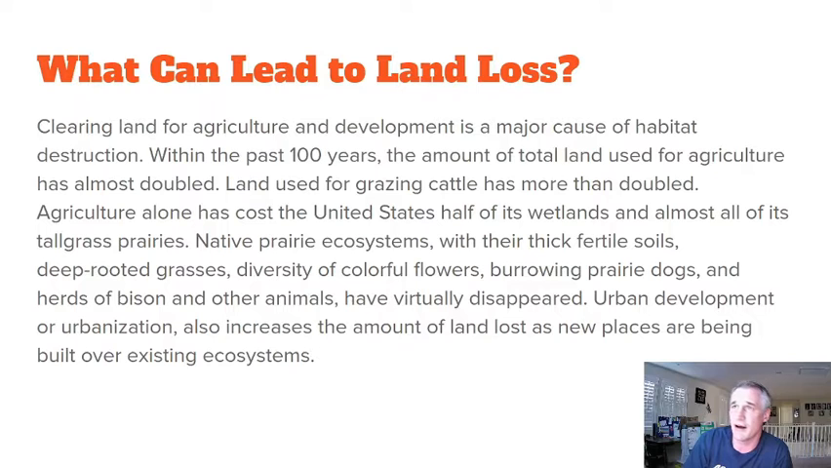Prior, when people were just starting to move from the East Coast towards the West Coast, we had these huge prairies, right, with tons of bison and other animals and different plants. This entire giant ecosystem is now nearly all gone. So native prairie ecosystems with their fertile soils, deep-rooted grasses, diversity of colorful flowers, burrowing prairie dogs, and herds of bison and other animals have virtually disappeared. Urban development is another thing that can increase the amount of land lost as new places are being built over existing ecosystems. And we'll talk a little bit about that.